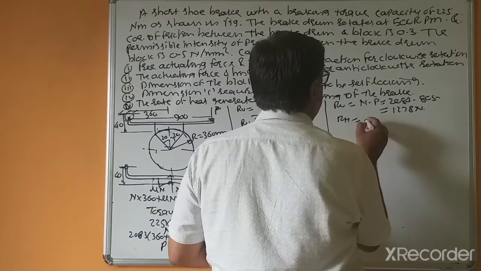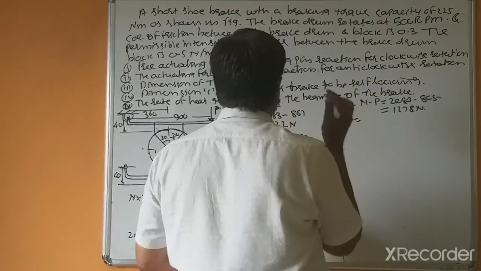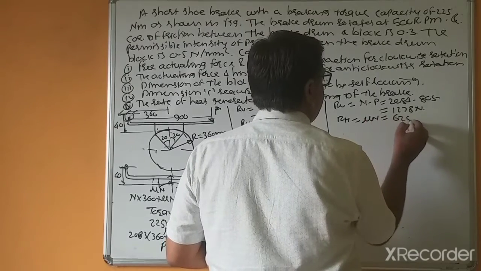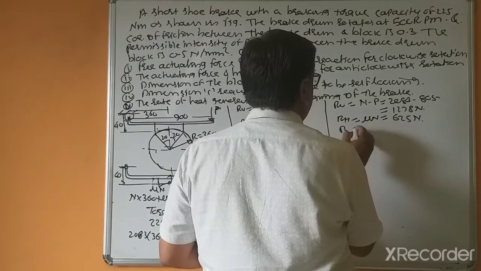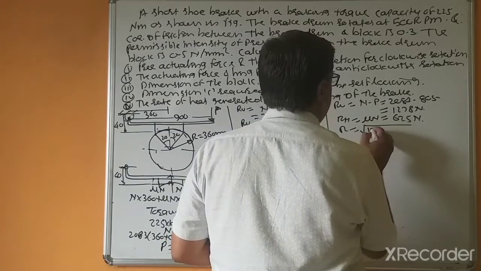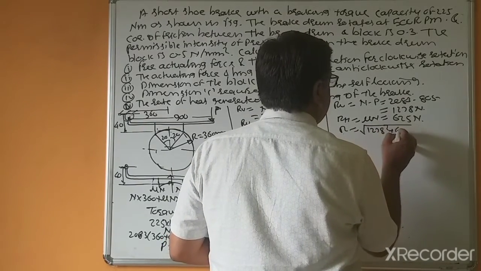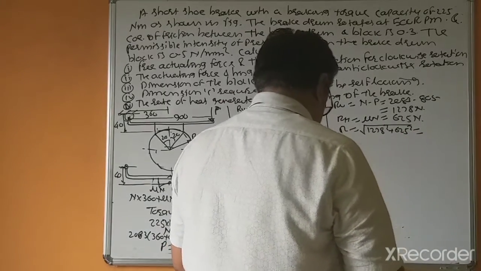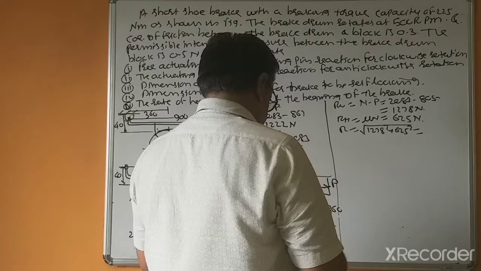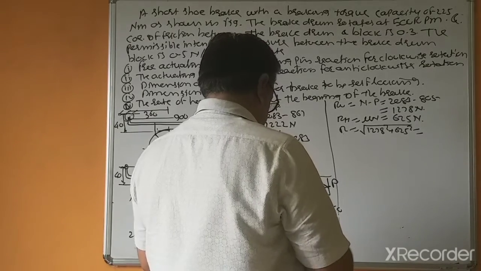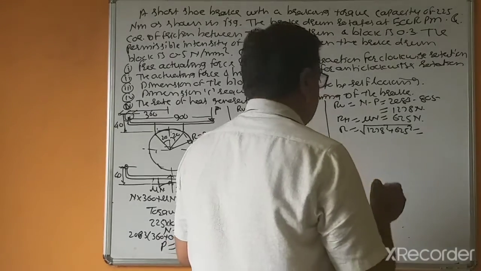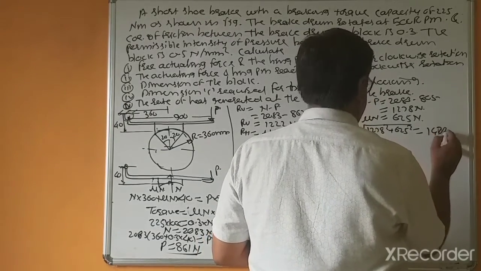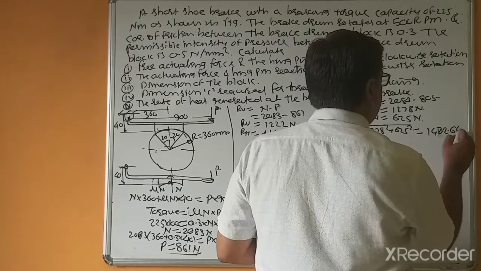RH equal to, again this is same, mu N means this is 625 newtons, and hinge pin reactions: 1278 square plus 625 square, under root, equal to 1422.64 Newton.